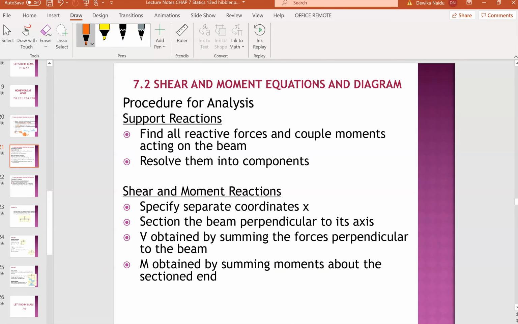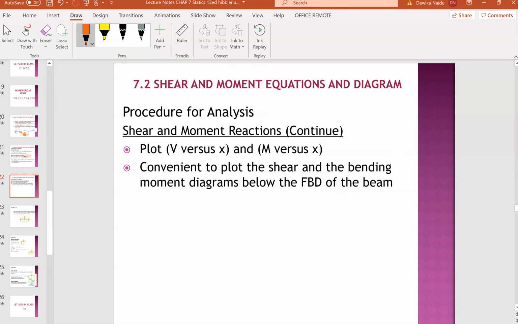What is the analysis? We have to find all the reactive forces and couple moments acting on the beam. That's the first part: to do the whole free body diagram, and then specify separate coordinates for x. Then, if you have a long beam, you have to break it up into first part, second part, third part. That depends on the forces themselves. I'll show you shortly. The last step is to plot shear versus distance and moment versus distance.